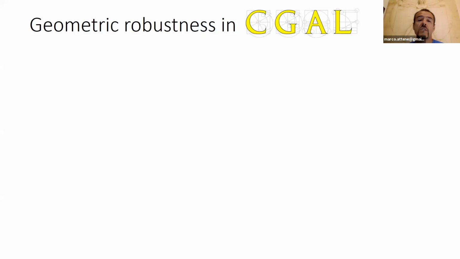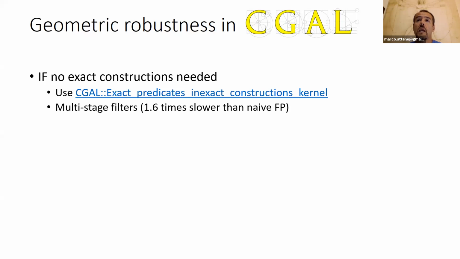To the best of my knowledge, the best solutions so far to these problems are provided in Siegel, which I consider to represent the state of the art. And for problems that do not require predicates and intermediate constructions, Siegel employs a multi-stage filtering approach, such as the one I just described, which is nearly as efficient as naive floating point arithmetic.